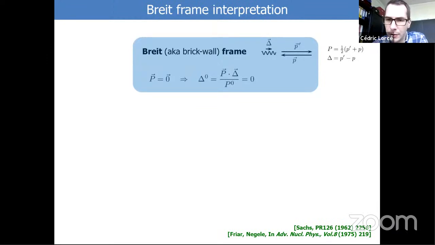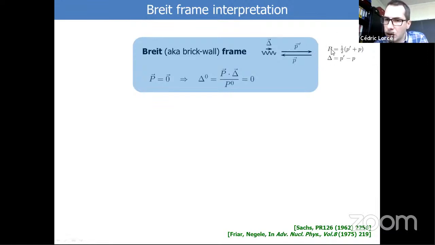So the idea is that you go in a frame where the initial proton goes in a certain direction with momentum p. It interacts with the external electromagnetic field generated by the electron, and then bounces back with exactly the same value for the modulus of the momentum, but in the opposite direction. It's convenient to define two objects.